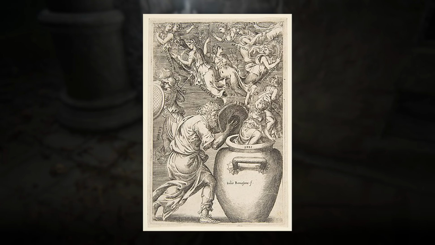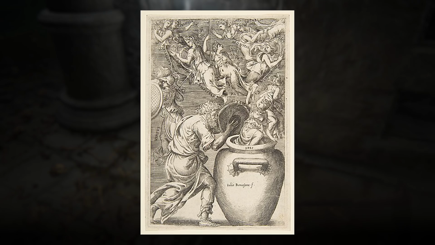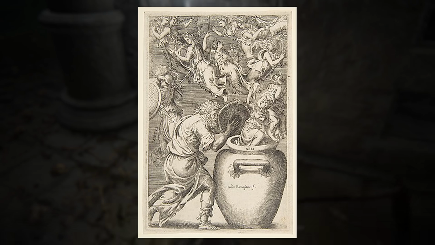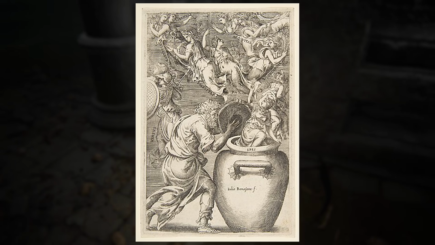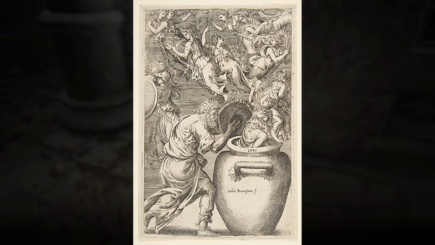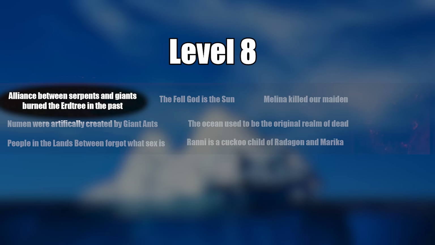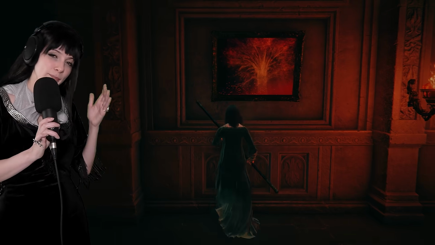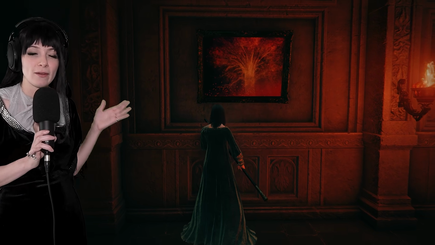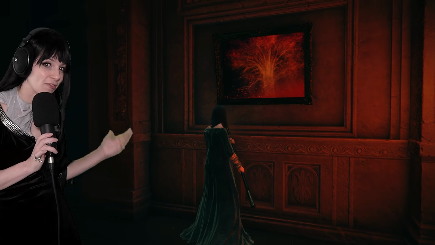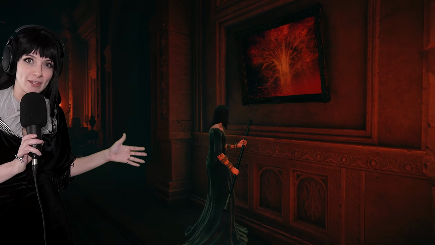Romana is described as having found a twisted divine element, presumably the basis for rot. Rot may have been a piece of the One Great, which implies that all of these outer gods were once one. Alliance between serpents and giants burned the Erdtree in the past. There is a theory that the Erdtree was set alight before, and that's why it's considered a cardinal sin. There is a painting in Volcano Manor that appears to show the Erdtree on fire before you even get to that point in the game.